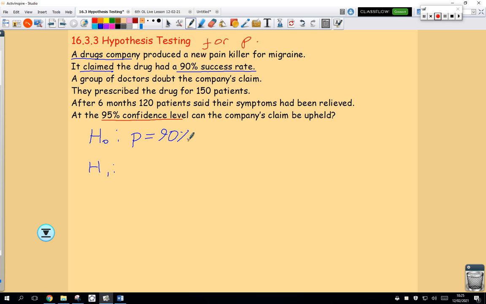The alternative hypothesis is just the absolute opposite of that, which would be that P is not equal to 90%. That's the alternative hypothesis. A couple of things to note. We're going to construct a 95% confidence level. Remember, 95% confidence interval for the proportion.